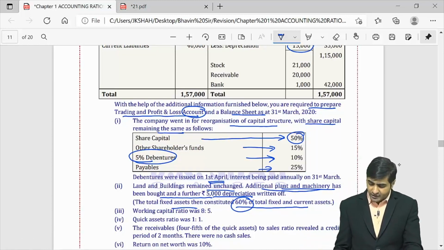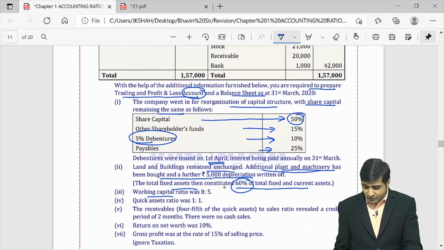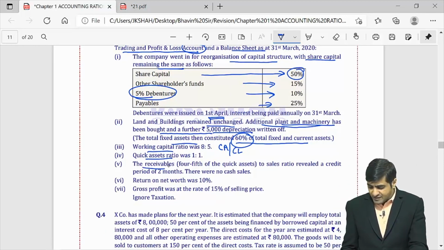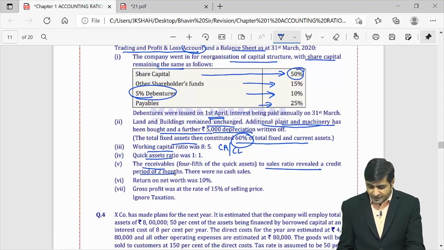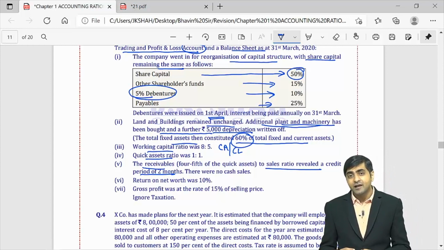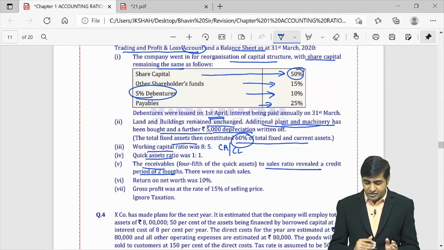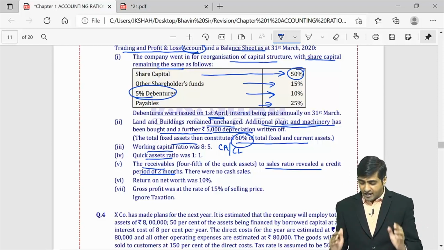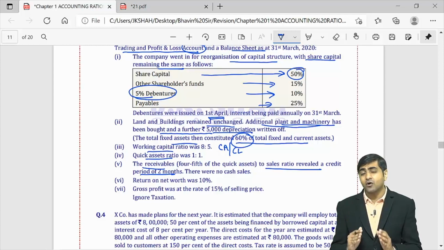So that's how it gets proved that there is some increase in the plant and machinery as well. Okay. Then guys, we have working capital ratio available, which means we have current assets upon current liabilities. Then we have quick asset ratio. Very easy, my dear students. Receivables to sales ratio revealed a credit period of 2 months. So guys, now we have debt collection period available, and they have told you that this debt collection period will have closing debtors upon your credit sales, and which is nothing but your 2 months. So with the help of this, we can also get what is going to be the amount of debtors.